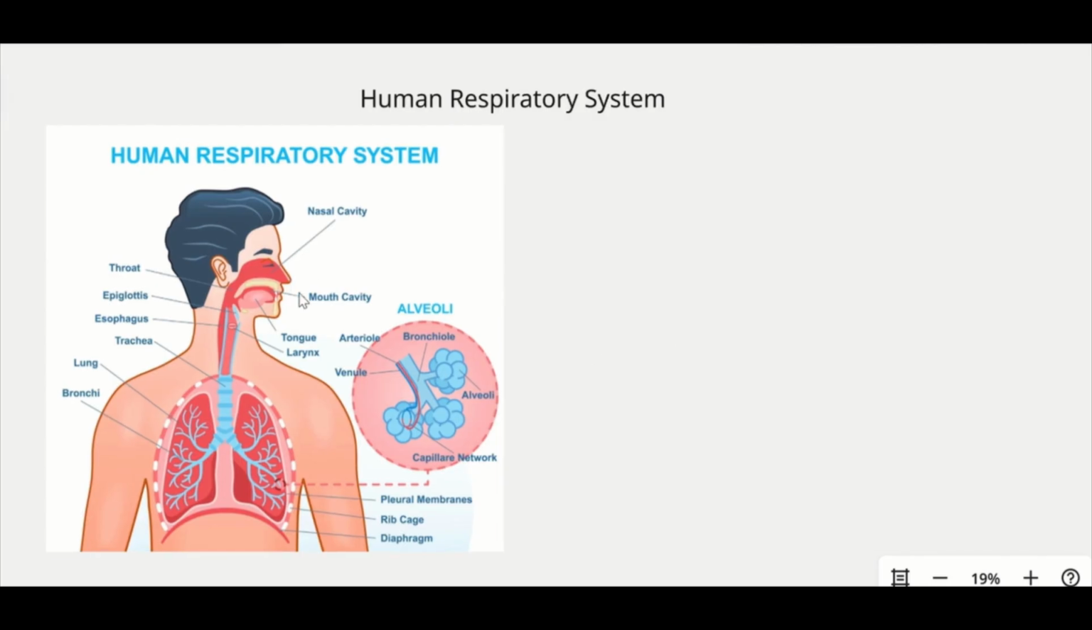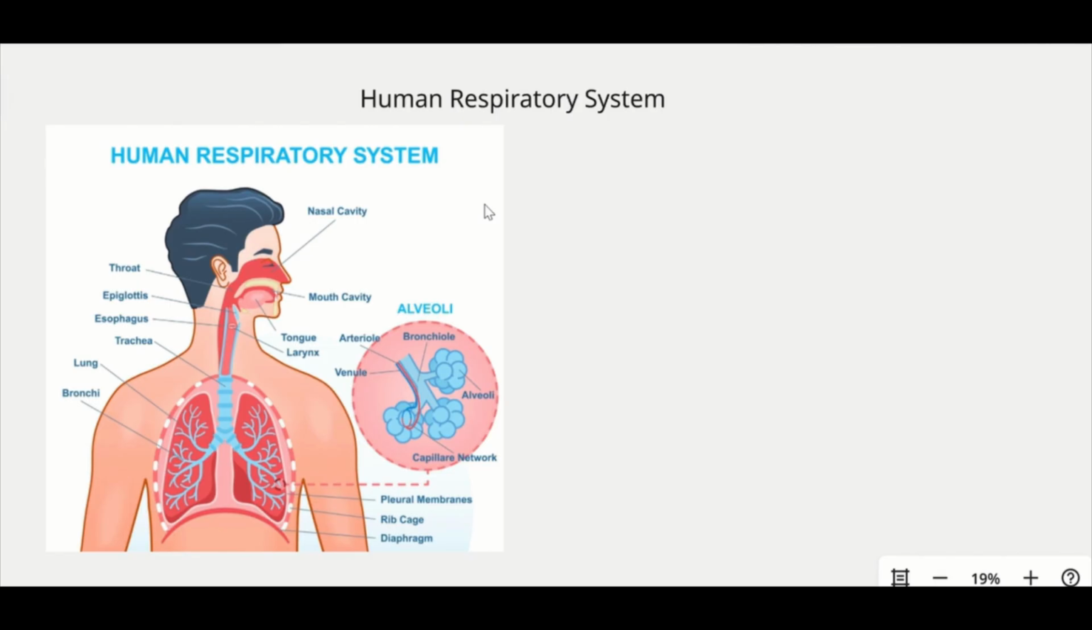It starts from the nasal cavity. What is the duty of the nasal cavity? When we inhale, the air passes through the nostrils into the nasal cavity. In the nasal cavity, there are a lot of filters that filter the dust and microbes, and it will moisten the air. You can see a lot of small hairs in your nose, right? That is what we are mentioning.